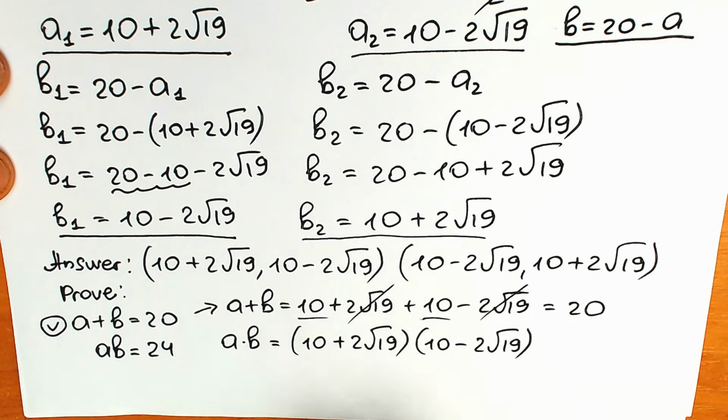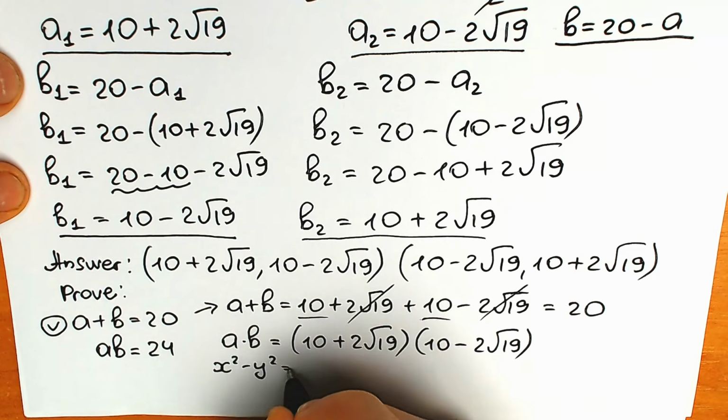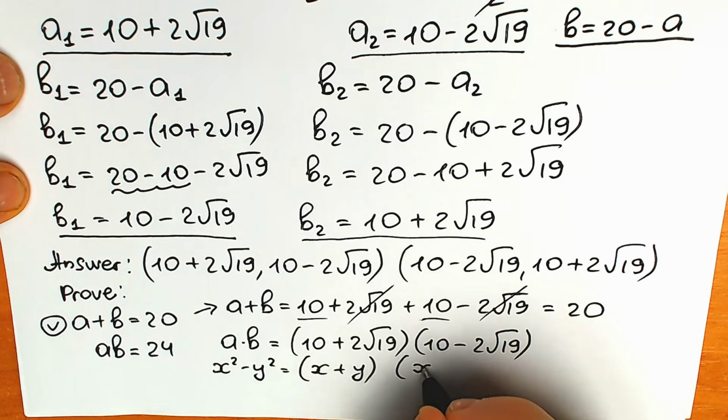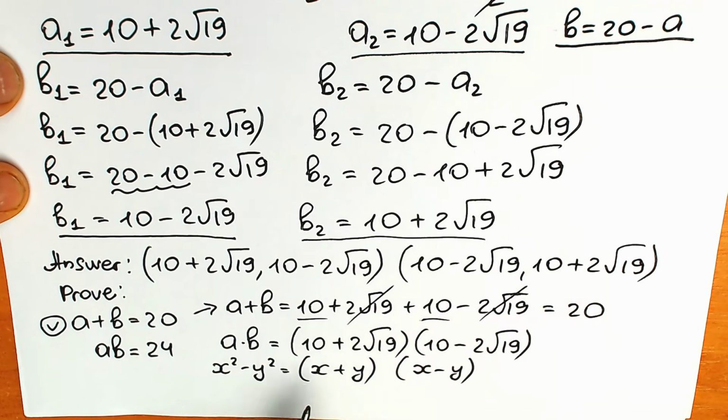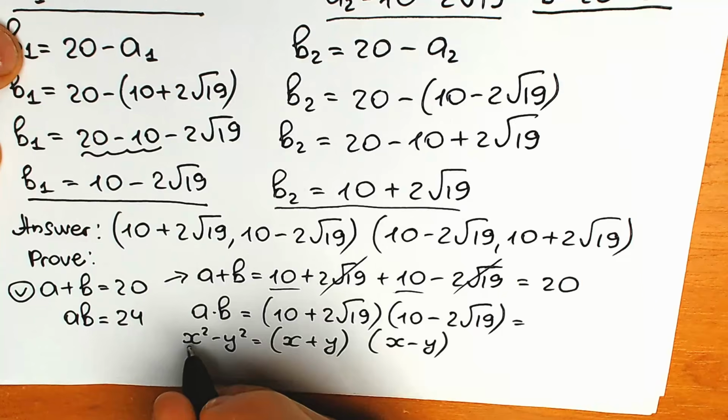Okay, right now we can also multiply this parentheses by this one, but this is a classic formula from school: x squared minus y squared. I hope you remember it. So we have x plus y and x minus y, and we have absolutely the same case. Instead of x we have 10, instead of y we have 2 square root of 19. So that's why we can consider it as a difference of two squares.